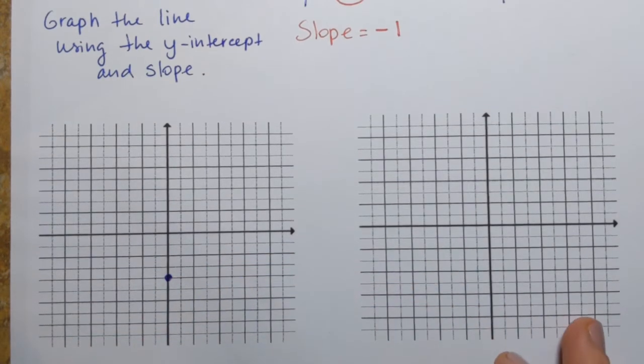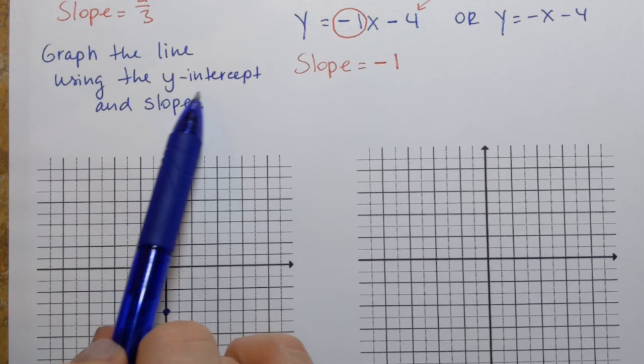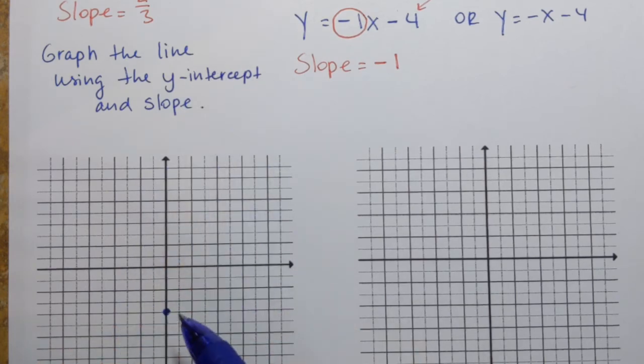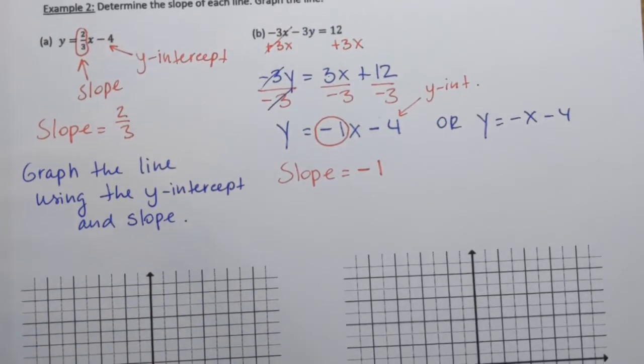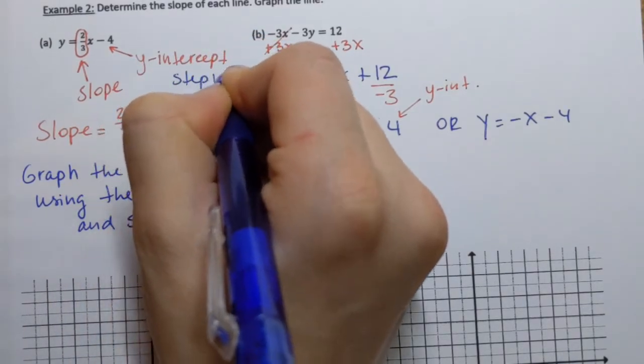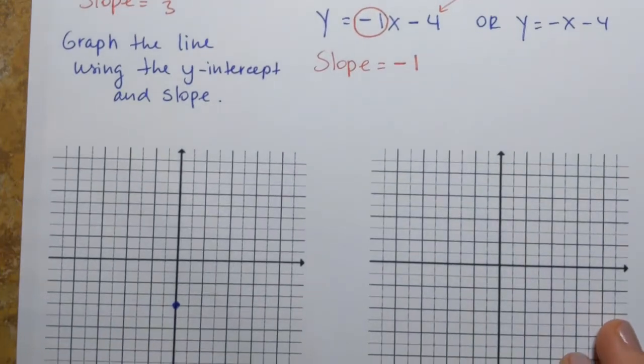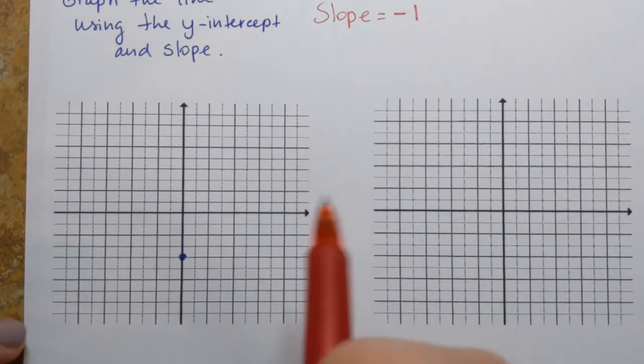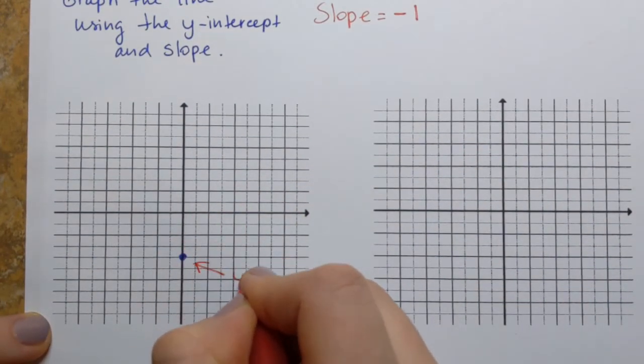So that means that when I'm using this method, the graphing of the line using the y-intercept and the slope, I always start with the y-intercept. That's the first point I know. So that's going to be step 1, using the y-intercept. -4. That is y-intercept.